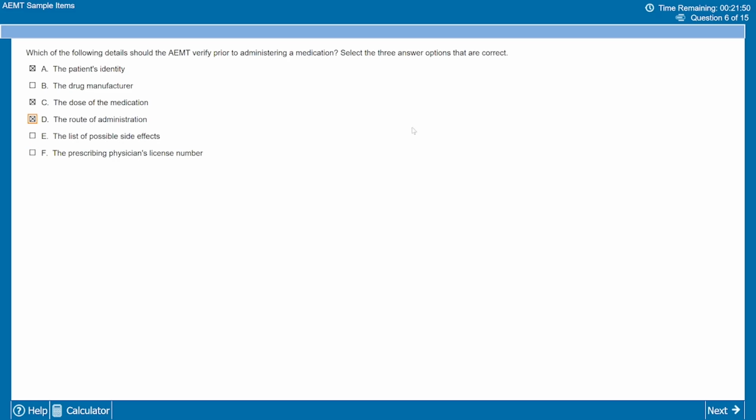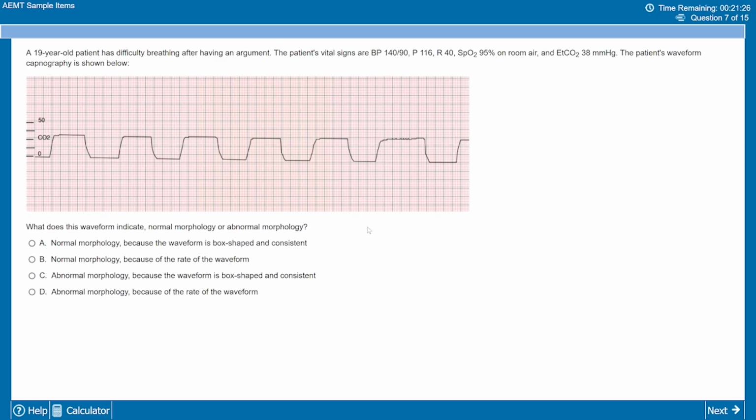From what I'm suspecting. Now, this question is a really good question. I like this question a lot. It seems tricky at first, and this may be intimidating if you're not familiar with capnography, but it's actually extremely easy. So, we have a 19-year-old patient who has difficulty breathing after having an argument.